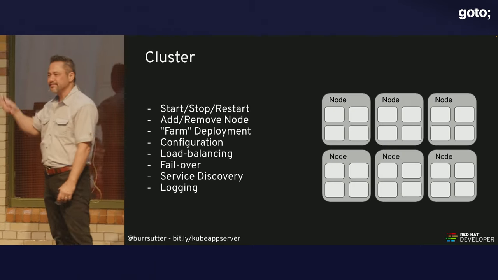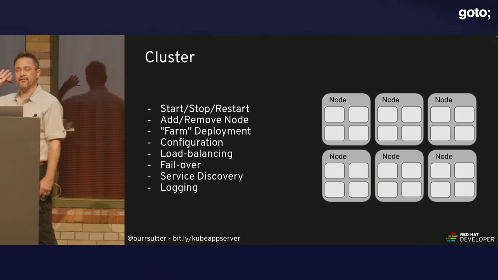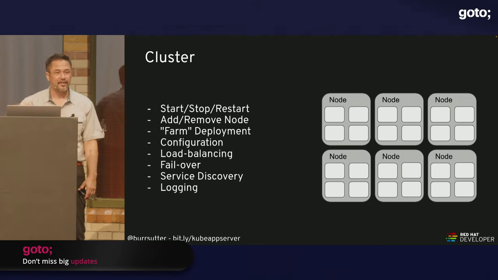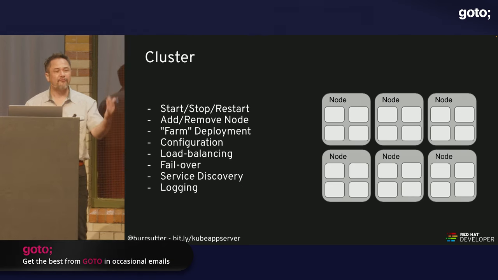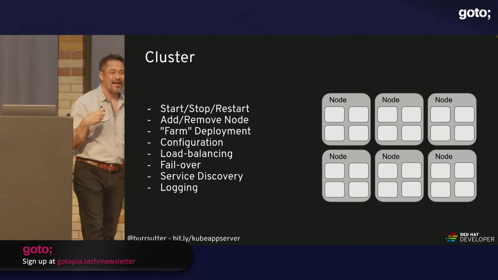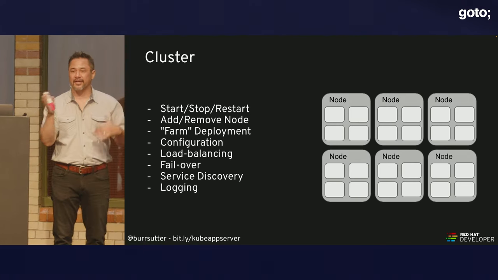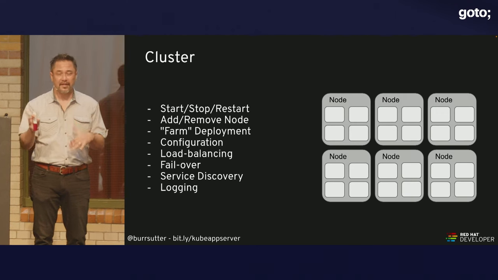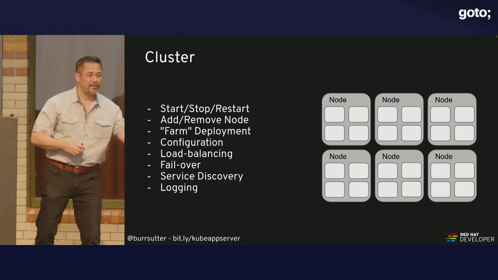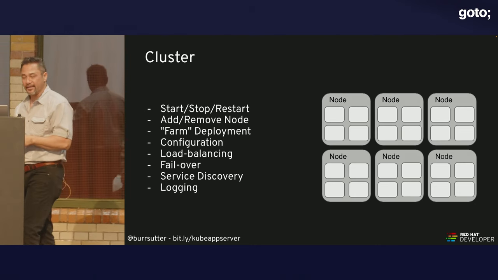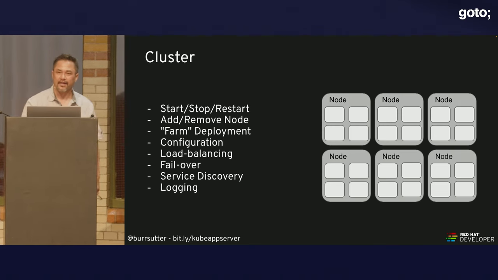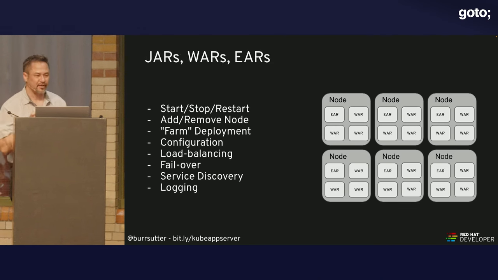Let's talk about clusters. In the case of an app server cluster, it handled things like start, stop, restart. Like I just started those application servers here on the stage live for you. You could add and remove nodes to your application server. You had something called farm deployment back in the day. At least JBoss had that, and I just deployed that single application across multiple nodes in my cluster. But these nodes were JVM nodes, right? They're Java virtual machines, and I could throw my ears, my wars into them in a dynamic way. I had some form of load balancing and failover, some form of service discovery and logging. That was the point of the application server cluster.